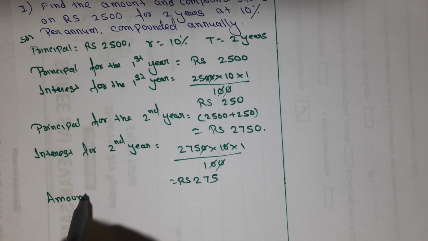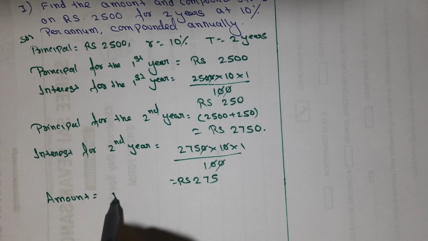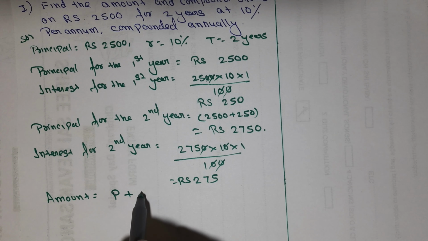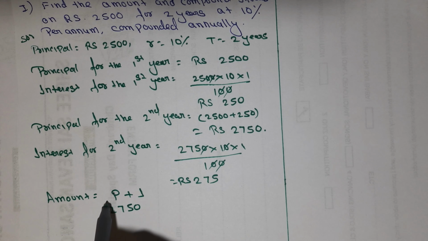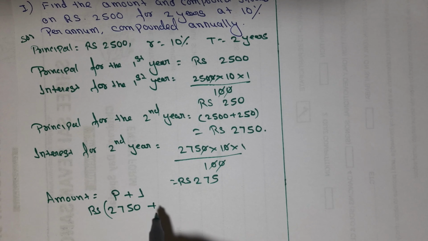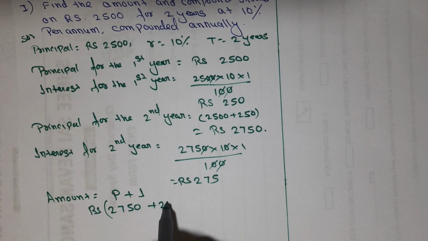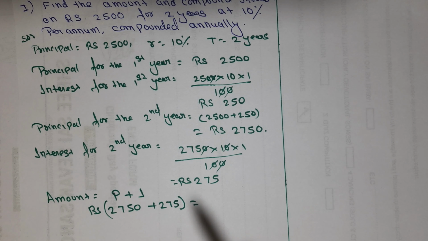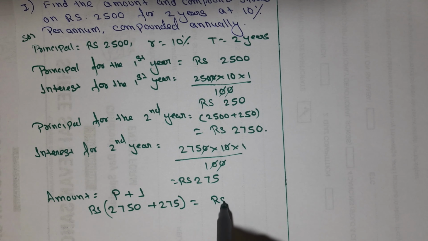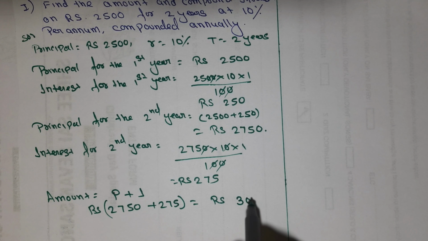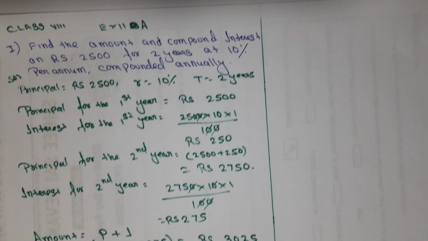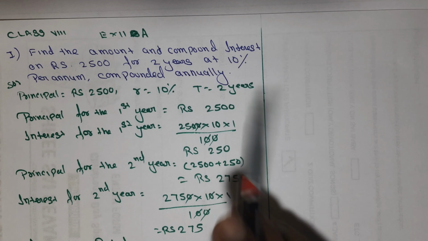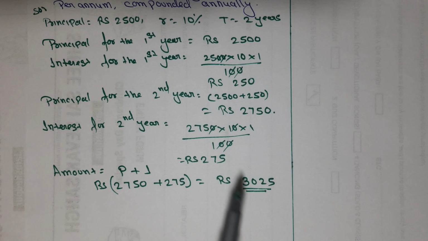Now what will be the amount? Amount is equal to principal plus interest. Principal we got 2750 plus interest we got 275. If you add these two, you will get rupees 3025. So this is the actual amount. See, we took 2500, but how much are we paying? At the end of 2 years, we are paying 3025 rupees.